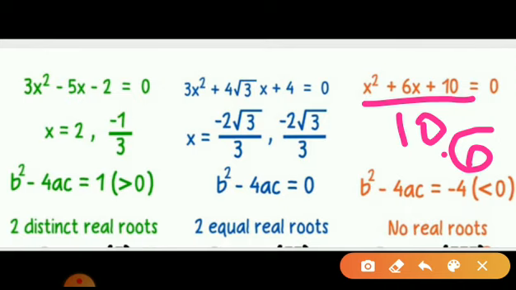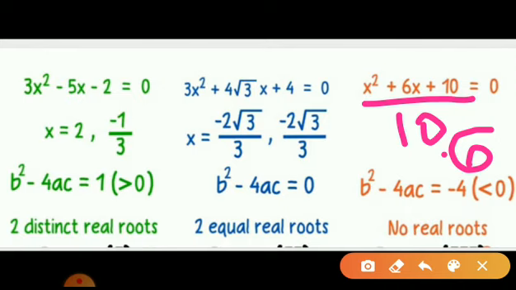The product is 10. What are the factors of 10? I can have 5 into 2, but 5 plus 2 is not 6. 1 into 10, but 1 plus 10 is not 6. So I cannot find it by splitting the middle term. Then you can make use of the formula method.